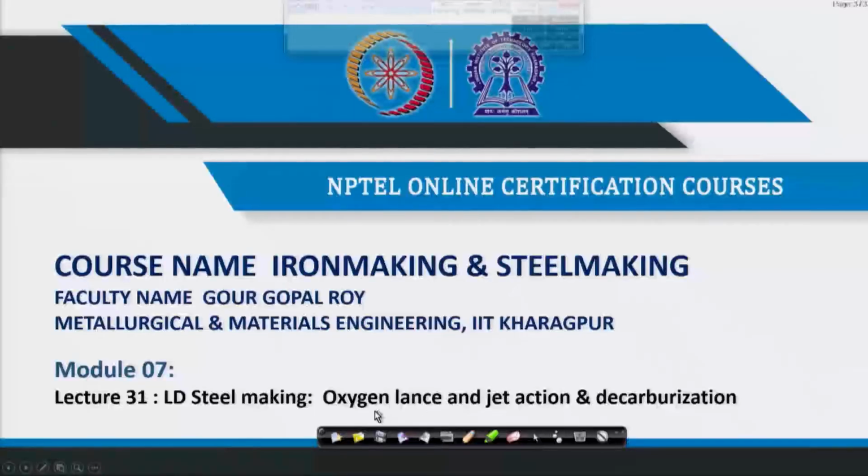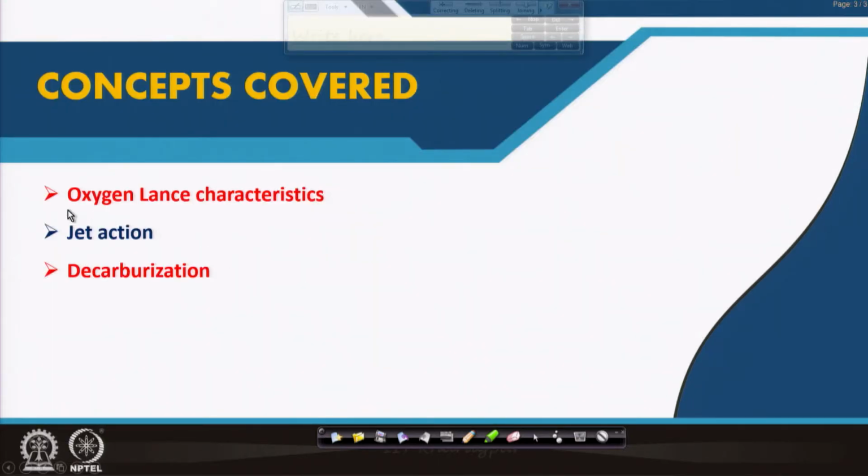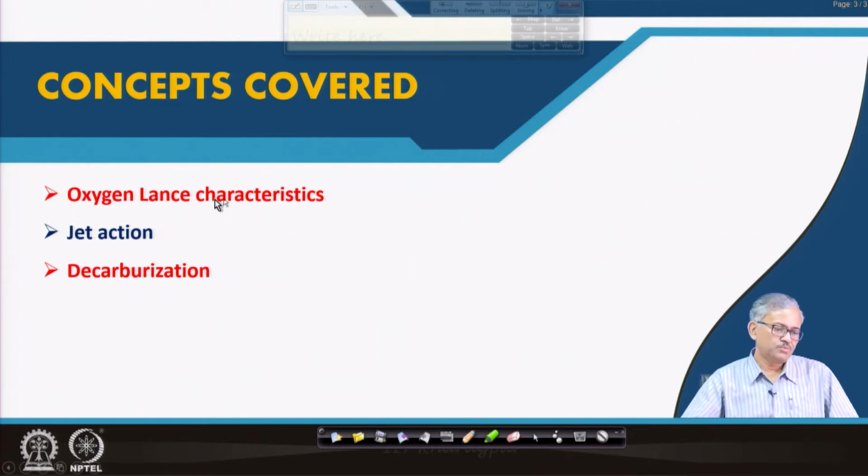Welcome. In this lecture, we'll continue the LD steel making, and here we'll discuss the oxygen lance, jet action, and decarburization. So first we'll discuss the lance characteristics. The oxygen lance, especially the nozzle, is very special. I need to know about that.